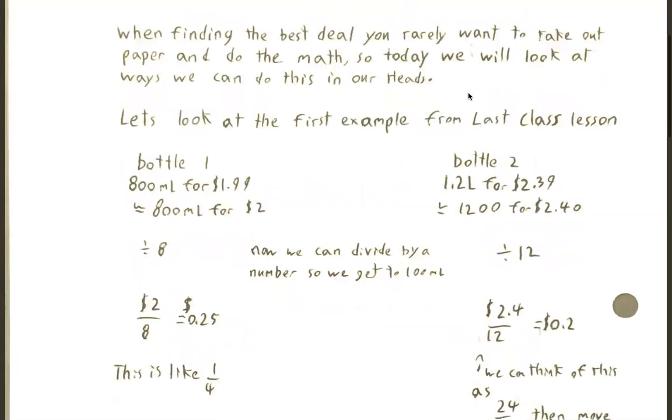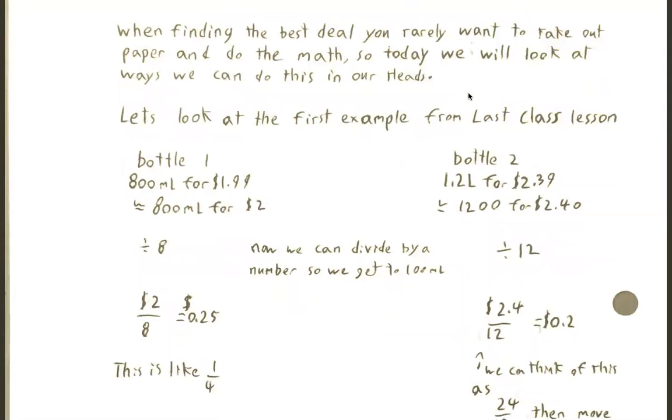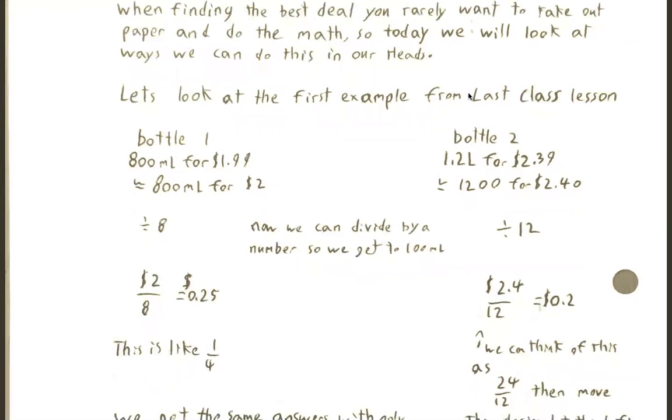So to find the price per 100 milliliters, we just divide our $2 by 8, and that's going to be 1/4. So we got 1/4 of a dollar, so we got 25 cents per 100 milliliters. Now, in this fast way, we don't have to be too formal about it. We're just trying to figure out what's a better deal. So I'm just going to write 25 cents. For bottle 2, I'm just going to divide by 12.